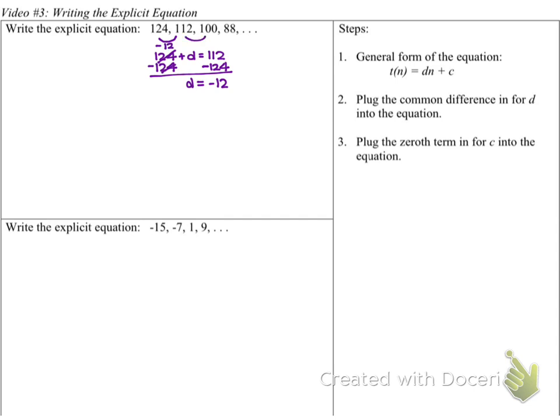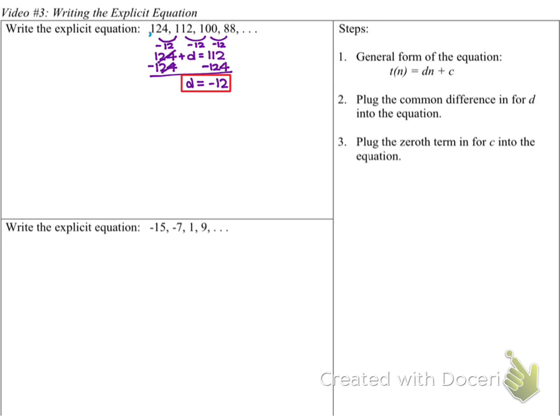Okay, using our calculator, let's make sure this actually works. 112 minus 12 does give us 100. 100 minus 12 does give us 88. Okay, so we have part of what we need. So common difference, that's part of it. The other thing that we need to do is figure out the 0th term.